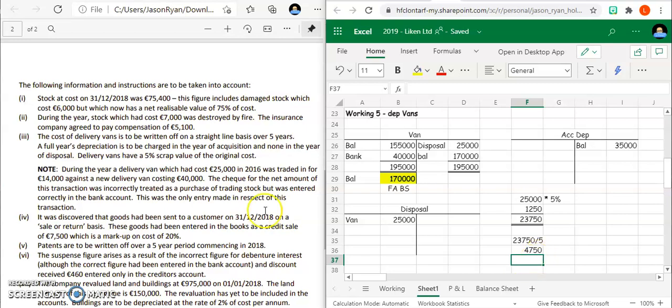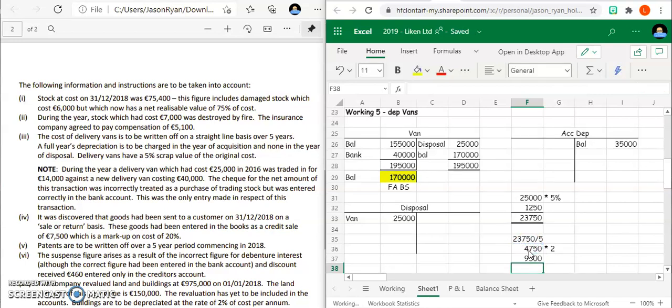And that's going to give us 4,750. So we bought the van in 2016. It's now 2019, so it's 3 years. But remember that a full year's depreciation is to be charged in the year of acquisition and none in the year of disposal. So we're only going to multiply that by 2, for 2017 and 2018. So it's only 2 years depreciation. So we multiply that by 2, and that's going to give us the depreciation on the van that we just sold. So this van disposal is going to be 9,500.